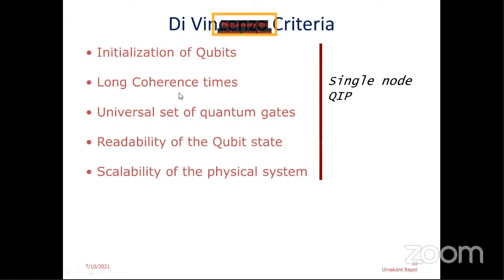Then you need to have long coherence times. What I mean by long coherence times is this: take the example of an atom, with two states, the ground and the excited state. Once you excite the electron to the excited state, it's not going to remain there forever.